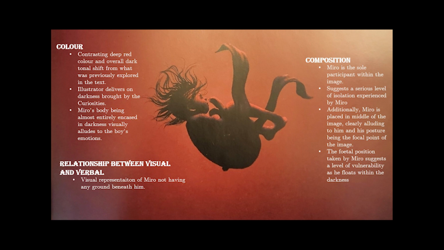Further, the colorization of Miro in this moment being almost entirely black, except for some parts of his body being lit by the deep red, further signifies this turn towards darkness that the character is experiencing. This dramatic shift in color scheme can also signal the climax of the complication stage within the narrative. Additionally, Miro's isolation within this image, being the sole participant, is significant, as it is another shocking and contrasting aspect.